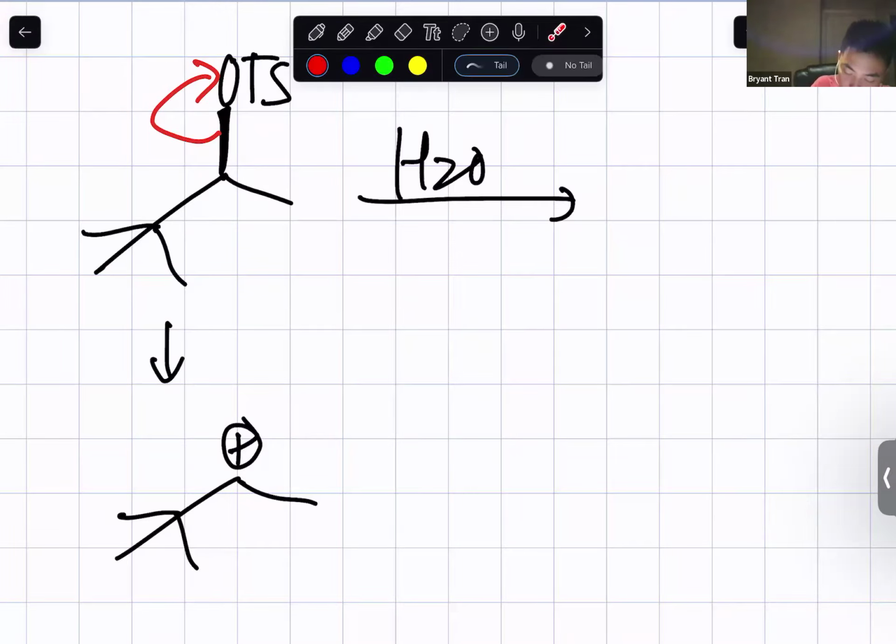And from here, if you look to the right of it, that's primary. We don't want to form that because that's less stable. If we look to the left of it, it's more substituted. So we do want to go there because it has more hyperconjugation, but there's no hydrogens there, right? There's three methyl groups, right?